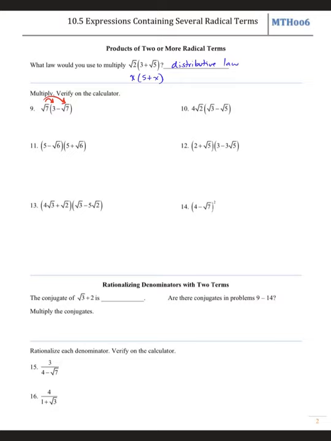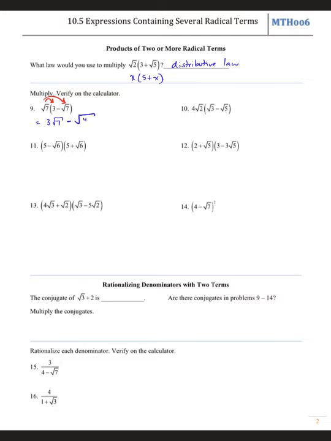So we have to take the square root of 7 times 3, which would be 3 times the square root of 7. You cannot multiply those numbers together since one is under a radical and one is not. And then we're subtracting the square root of 7 times the square root of 7. Again, if you're multiplying a square root times a square root, you're multiplying what's inside as the radical, or the radicand.